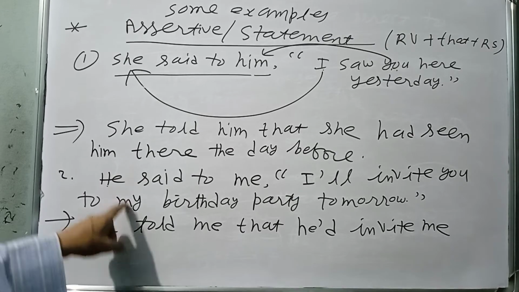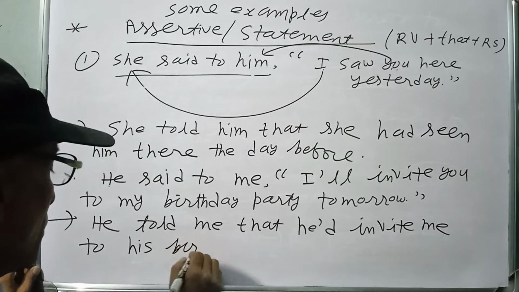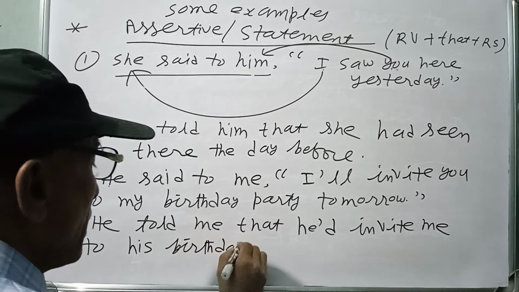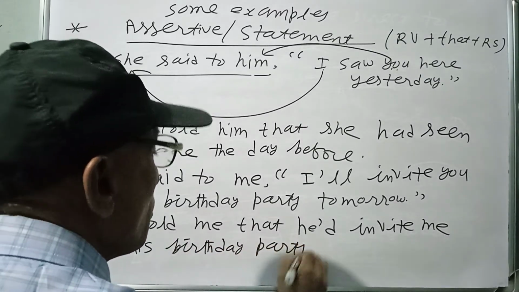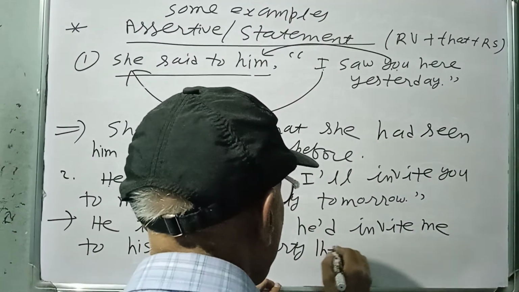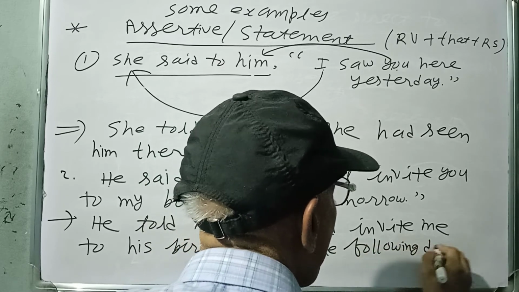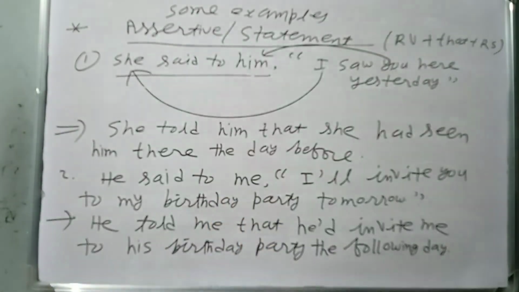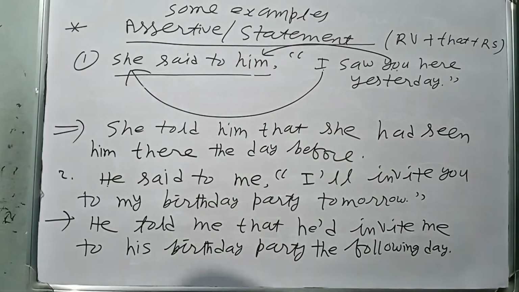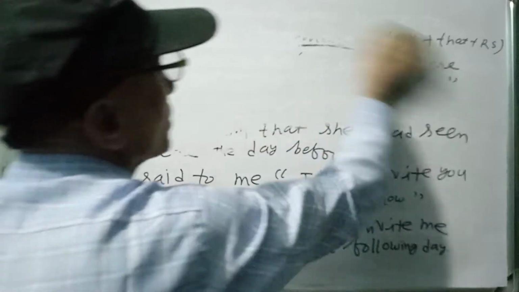I will invite you to my birthday. It is not my birthday, it is his birthday. So his birthday party tomorrow. What do you mean by tomorrow? The following day. Tomorrow becomes the following day. Now, some others.